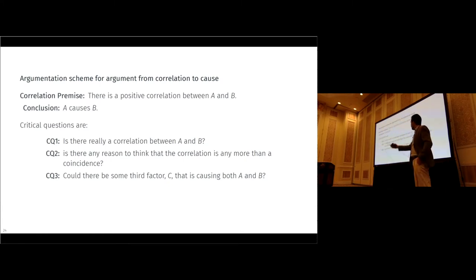And then, associated with this argumentation scheme, there are critical questions. Those critical questions are questions that any reasonable person should ask themselves to strengthen the argument. So you should ask yourself, is there really a correlation between A and B? Or is there reason to think that perhaps this is just a matter of coincidence? Or even more, could there be a confounding factor here that is causing both A and B? So there is not actually a causation between the two of them, but there is a latent variable behind them. Those are critical questions that you can just write down and ask yourself in order to strengthen or weaken your argument.